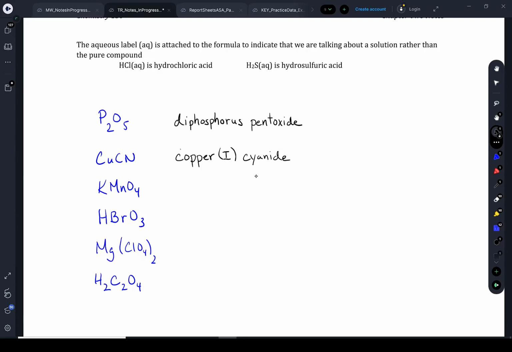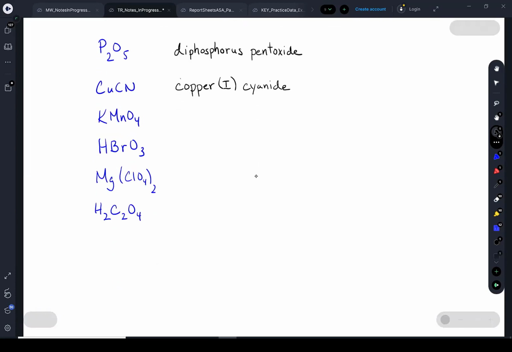The next one. Good. Potassium only makes one charge, so we don't put a charge. It's potassium, and then MnO4 minus is permanganate. Good.